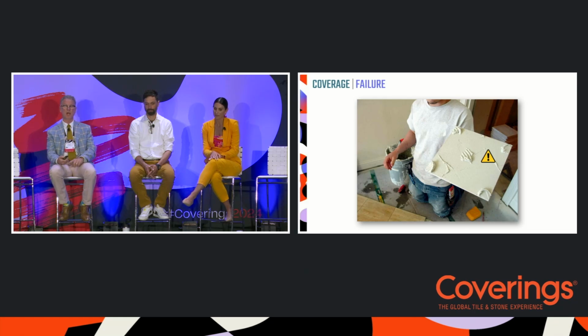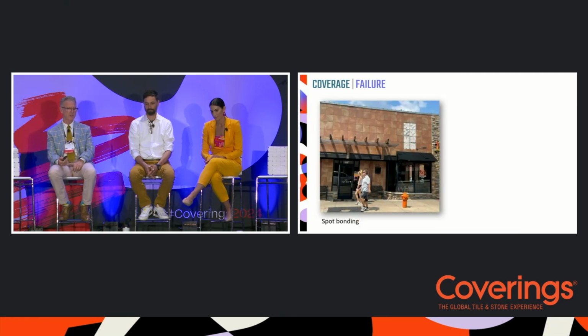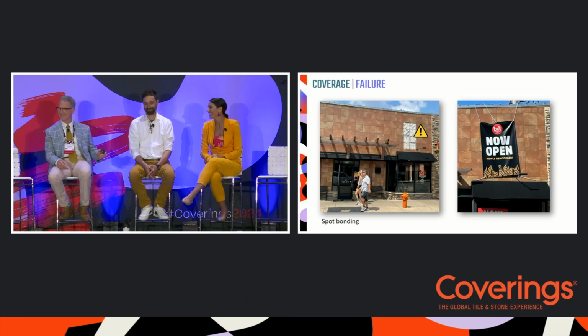So the problem is here, you're not getting 80% coverage. You're not getting certainly 95% coverage. You're getting about 10% coverage because the only contact that tile is having with the substrate is at those 4 corners and the center. And you've got a lot of voids underneath. So we're back to the picture of the failure because this was applied in a spot bond, and thank God there's a canopy there. And in this case, the owner had a very creative solution to fix this problem. The owner put up a sign. Yes.